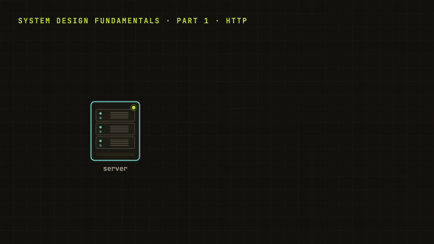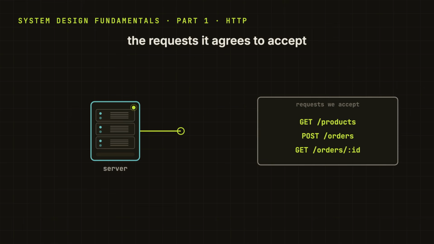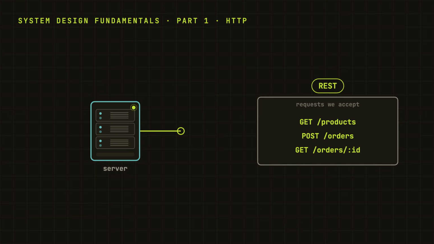And finally, you will hear two more words a lot: API and REST. An API, application programming interface, is just the interface one program uses to talk to another. It is the set of requests our server agrees to accept, and REST is the most common style of designing that API in a clean, predictable way. You have resources like products or orders, and you use those standard methods on them. So, GET slash products reads the list, POST slash orders creates an order.